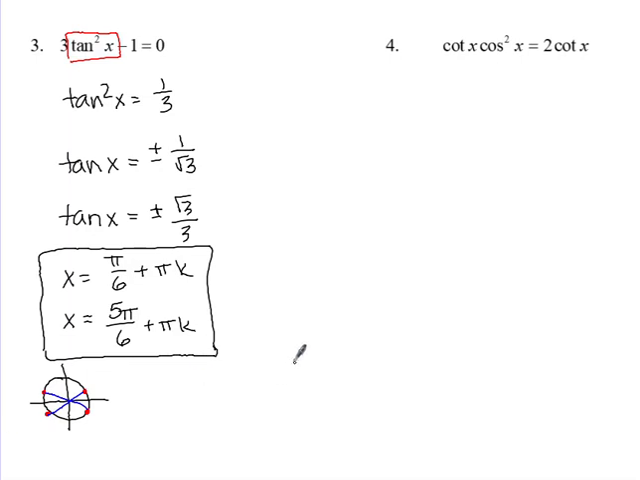Let's look at the next one. We have cotangent of x times cosine squared of x equals 2 cotangent of x. We have 2 different trig functions here, but we'll get to that in a minute. Let's start by setting it equal to 0. So I'm going to subtract 2 cotangent of x from both sides. Then I'm going to factor out a GCF. And my GCF is going to be cotangent of x.